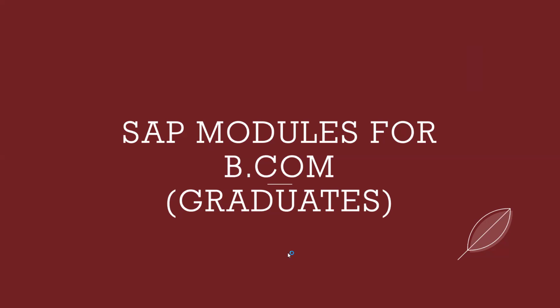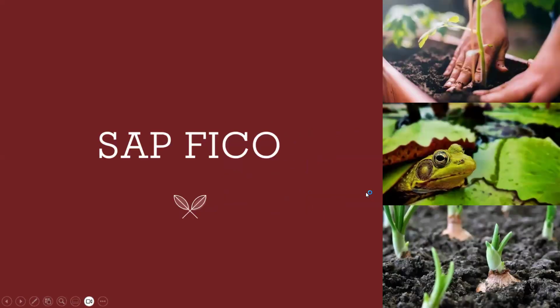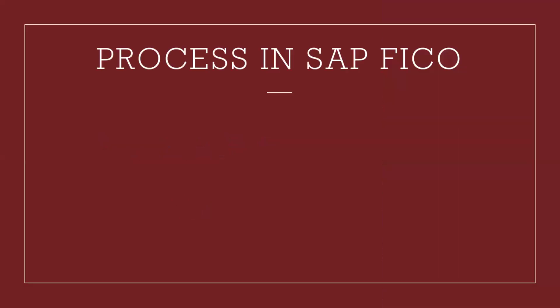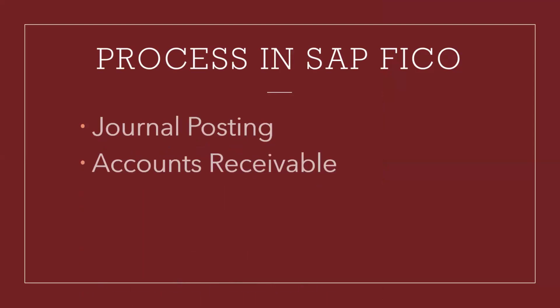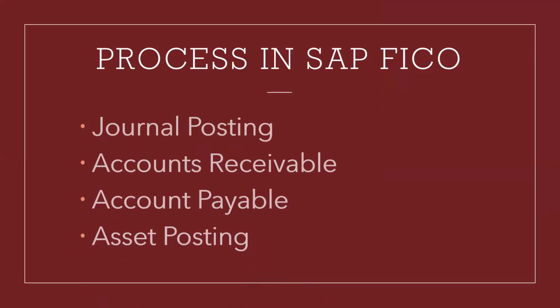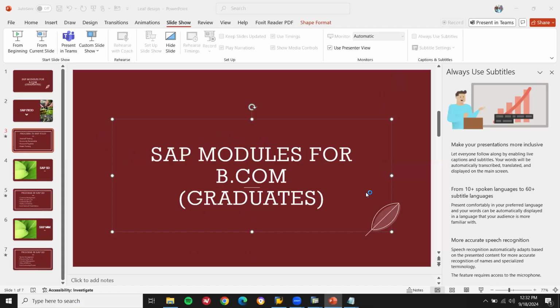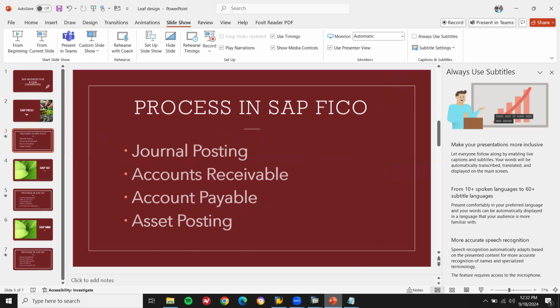They can go for SAP FICO, Finance and Controlling. Finance mostly deals with journal entry, accounts receivable, accounts payable, account setup, and asset posting. Now let's do journal posting in the SAP system.